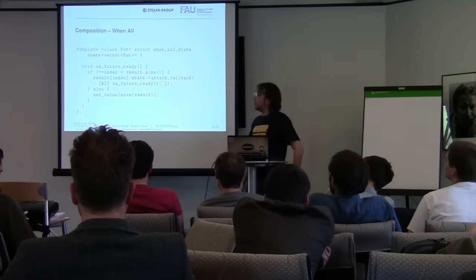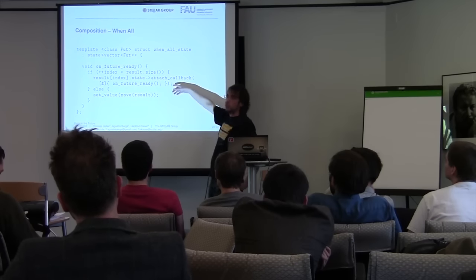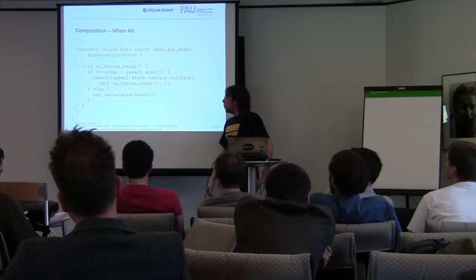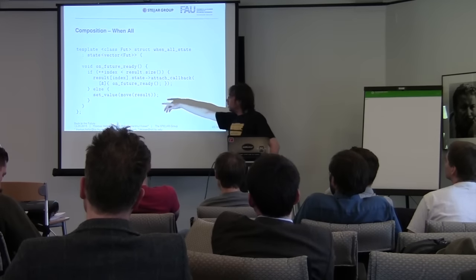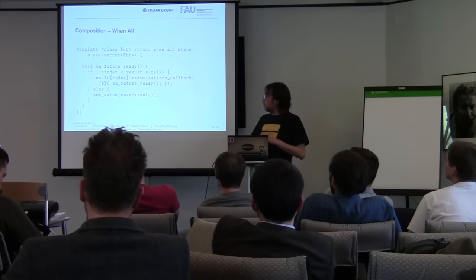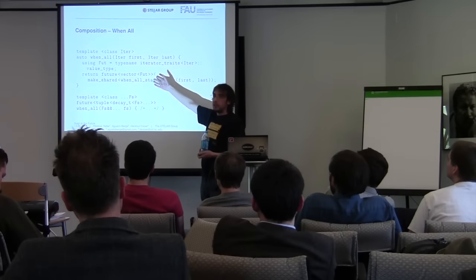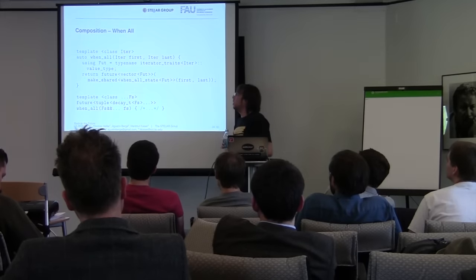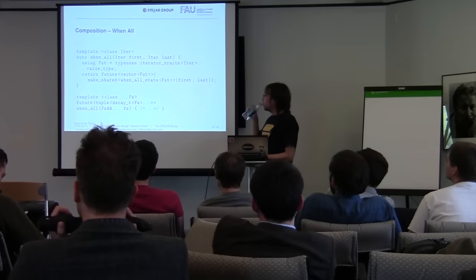The function will increment the index, and if there are still futures to wait on, it will attach a continuation, a callback, to the next future. And eventually, they will all be ready. And at that point, we're going to set ourselves as ready with that vector of futures. Now with that, implementing when_all is again simply returning a future of the right return type with the shared state that I just showed.